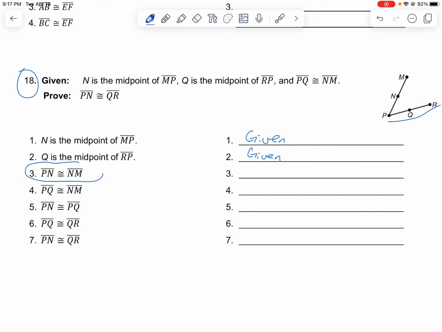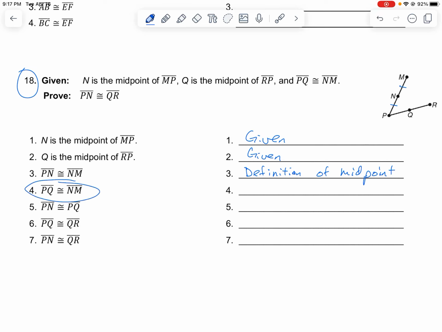Next one, PN is congruent to NM. Well, that's not one of my givens, so I'm not going to write given. But I can use the fact that we've established some things. We got some midpoints. Well, we got this one here, N is the midpoint of MP. If N is the midpoint, then that means either side of it is congruent. And so I can write that because of the definition of midpoint. Yes, I want you to write the words, don't just write midpoint, but definition of midpoint.